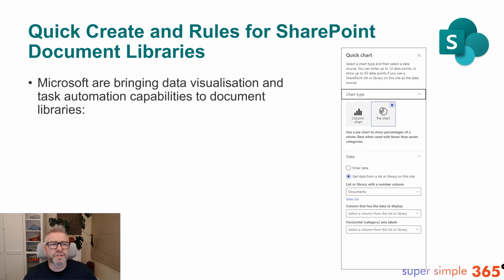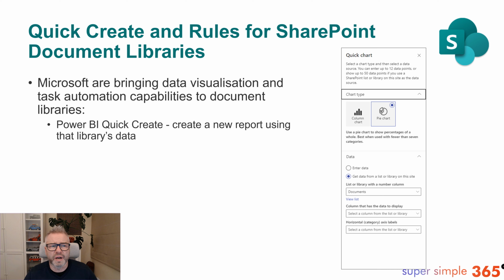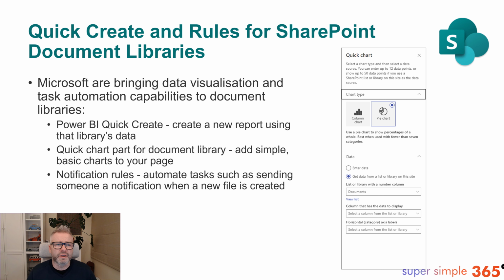Next up we have SharePoint. First one is quick create and rules for SharePoint document libraries. So it's the data visualization and task automation capabilities to document libraries, and these break down to Power BI quick create, so create a new report using that library's data. Quick chart parts for document library, so you can add simple basic charts to your page. And then notification rules, so you can automate tasks such as sending someone a notification when the file is created.